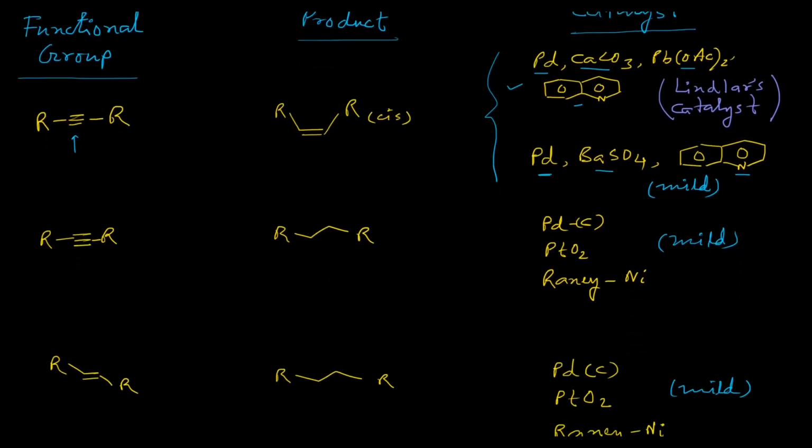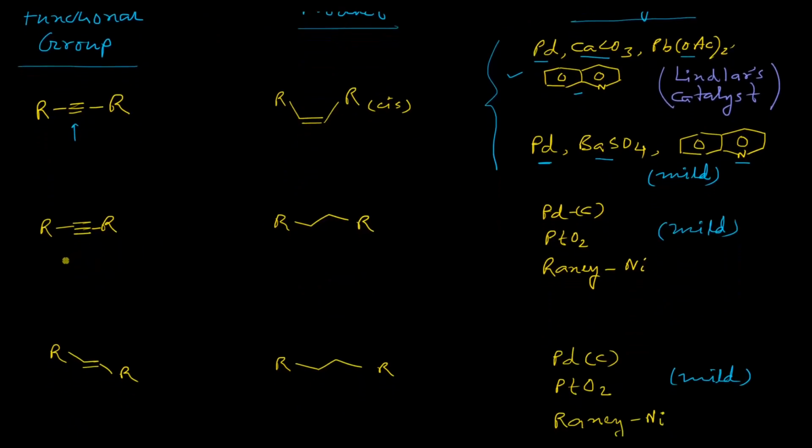Now let us consider the second case where you are interested to transform an alkyne into the corresponding alkane. So here no deactivation is required. You can use or exploit the full potential of a heterogeneous hydrogenation catalyst. So you can use either of these three catalysts, which are palladium on activated charcoal, platinum oxide, or Raney nickel. These three are very famous for hydrogenation processes where selectivity is not required.